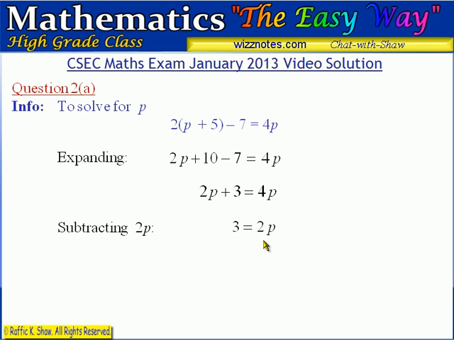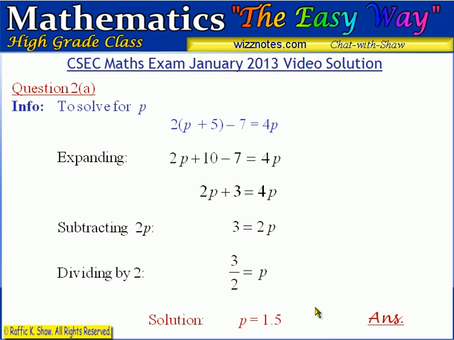And so now, to make P the subject, we simply divide both sides of this equation by 2. Dividing by 2 gives P equals 3 divided by 2. 3 divided by 2 is 1.5. And so the answer here is P equals 1.5.